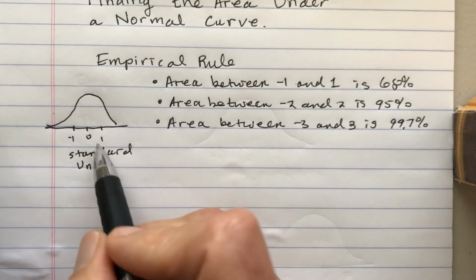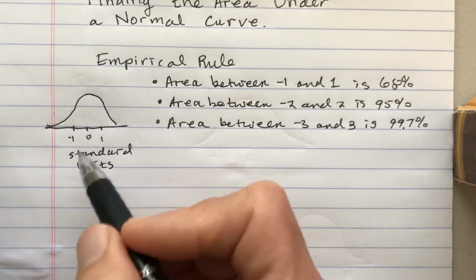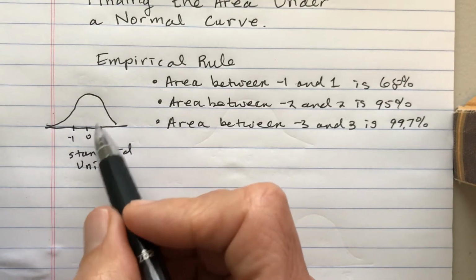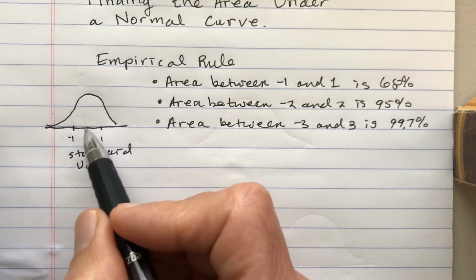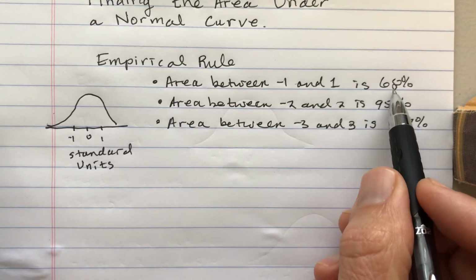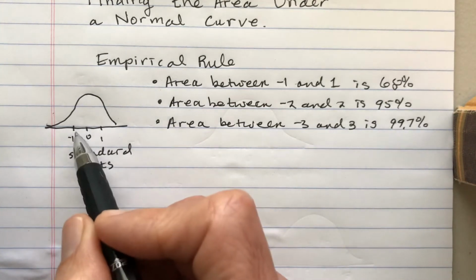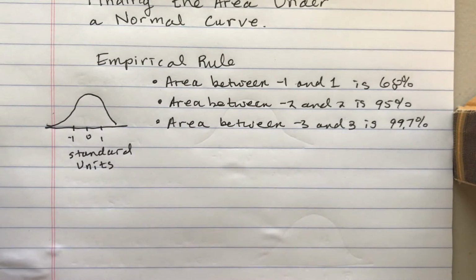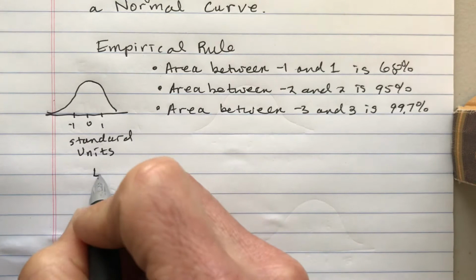So in standard units, the mean is 0. But this holds up for any normal distribution. If you know the standard deviation and the mean, you can say 68% of the population is within one standard deviation of the mean, 95% within 2 standard deviations. Okay, so let's look at an example.